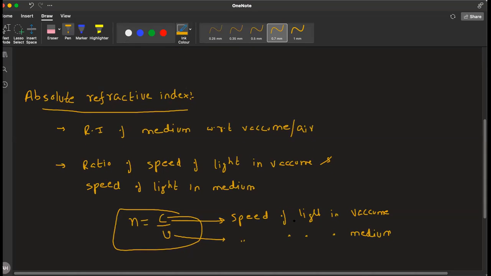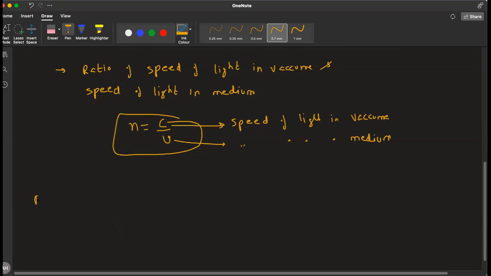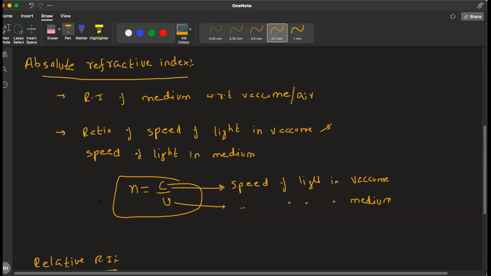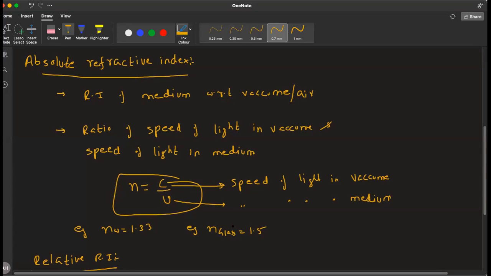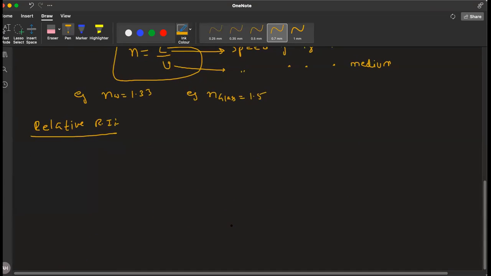Now, after absolute refractive index, the next term is relative refractive index. RI means refractive index. First, a few examples of absolute refractive index: the refractive index of water is 1.33, and the refractive index of glass is 1.5. After absolute refractive index, the next is relative refractive index.